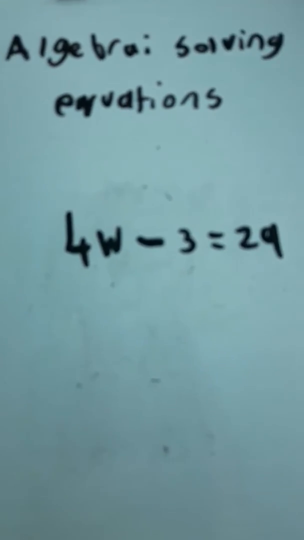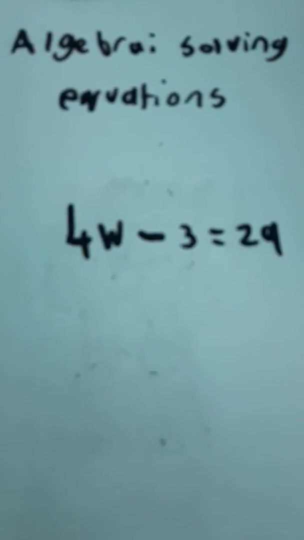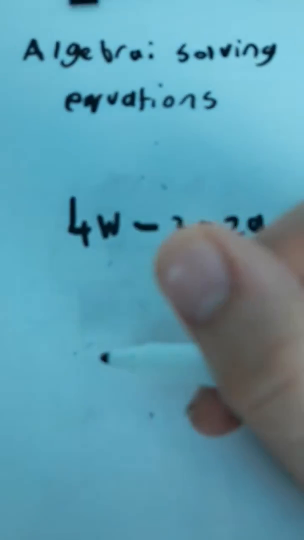So this time we have 4w take away 3 equals 29. Again, what you want to do is get letters on one side and the numbers on the other. So in this case, w is the letter.